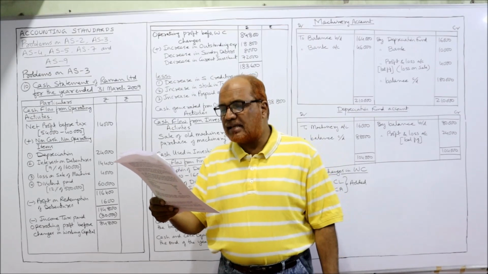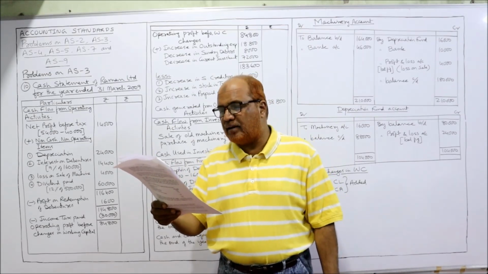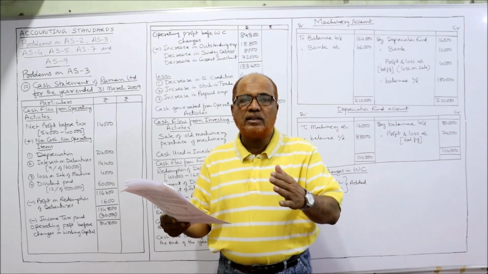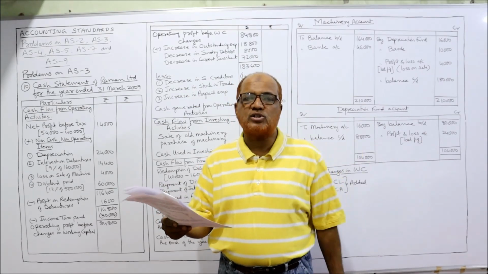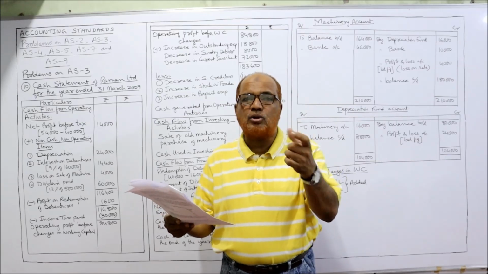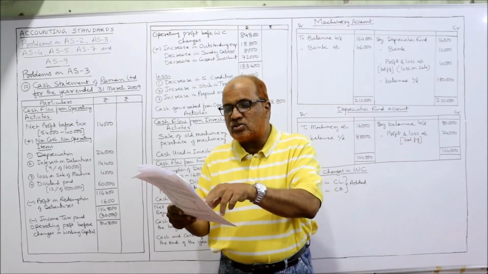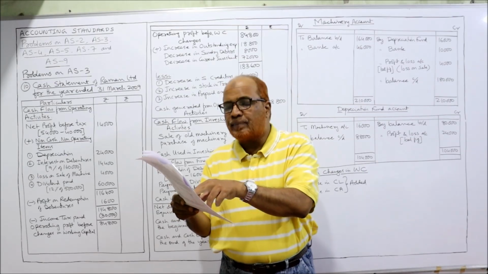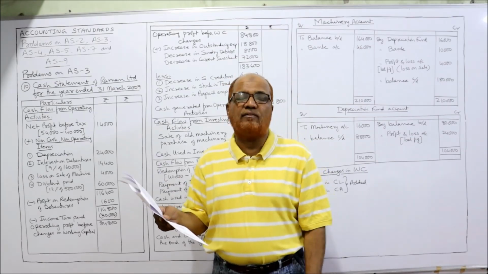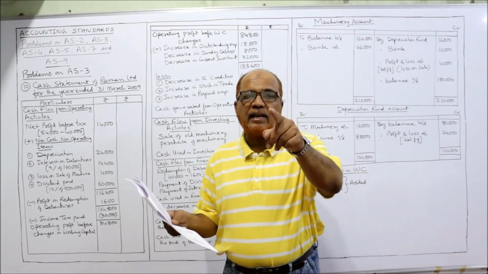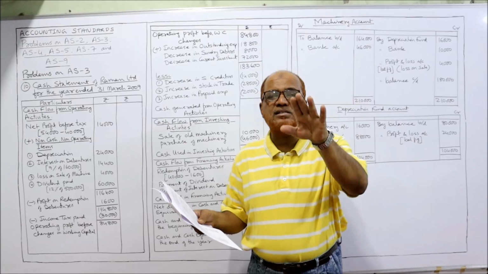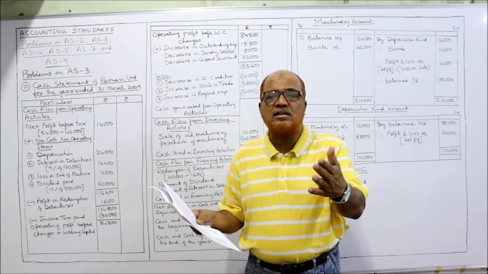Then income tax liability of 30,000 paid was debited to contingency reserve. During the year, income tax was paid, and that income tax paid was debited to contingency reserve. That's why contingency reserve has decreased. Last year 1,40,000, current year 1,10,000. From 1,40,000 to 1,10,000, so 30,000 contingency reserve has decreased. Why has it decreased?